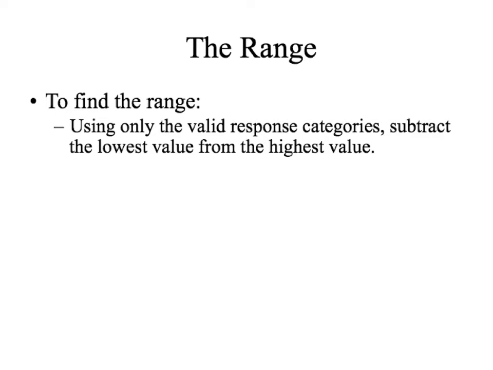So in order to find the range, you are going to use only the valid response categories, and you're going to subtract the lowest value from the highest value. So basically you're going to tell people what the range of values is. So let's go ahead and do an example.